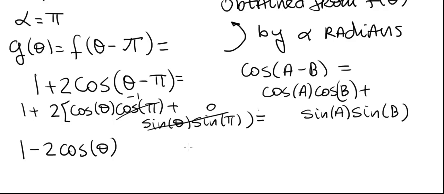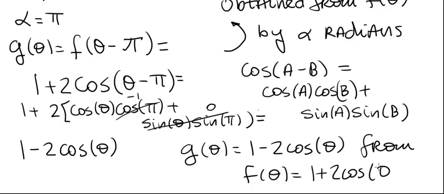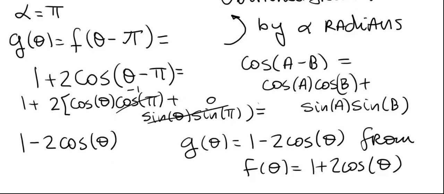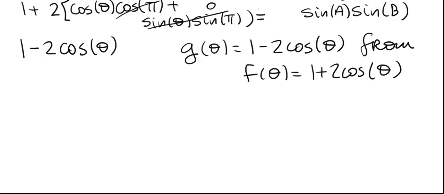So we obtain the graph of g of theta equals 1 minus 2 times cosine of theta from the graph of f of theta equals 1 plus 2 cosine of theta by rotating the graph of 1 plus 2 cosine of theta 180 degrees or pi radians in the counterclockwise direction. Of course, when we are rotating by 180 degrees with this graph, it doesn't matter if it's clockwise or counterclockwise, but in other cases it does matter.